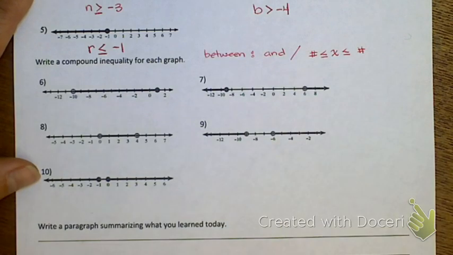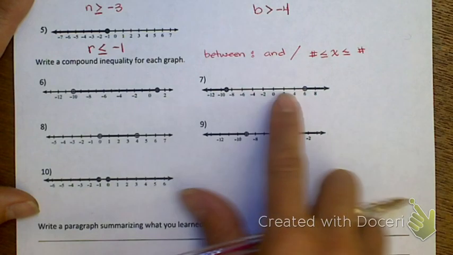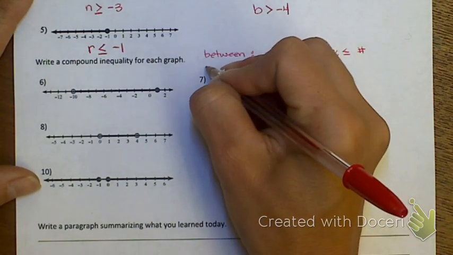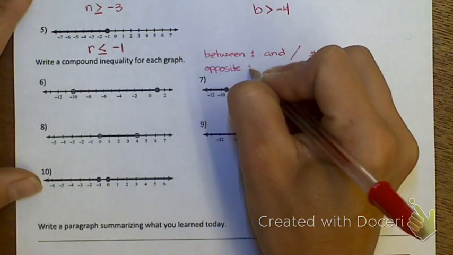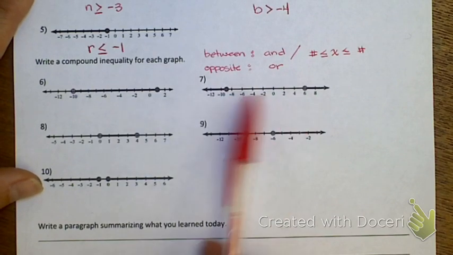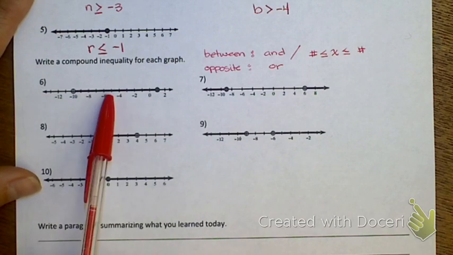Okay? So now, if it's not between, like they're going apart from each other, so they're going away from each other, opposite directions, then that means it's an or inequality. So that means we need to write 2 different inequalities for each inequality that's there. Okay, so let's take a look at the first problem.